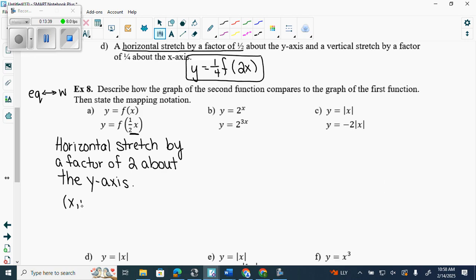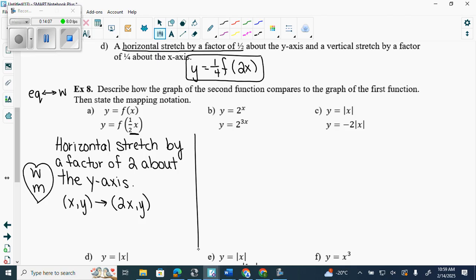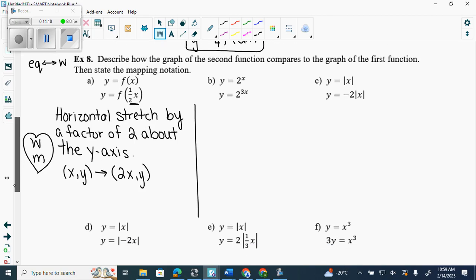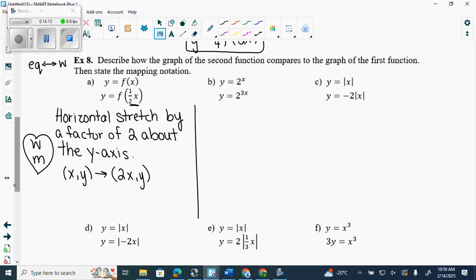So we have x, y becomes what? Words and mapping in a heart. Samesies, right? What do I use in words? The number 2. What am I going to use in mapping? The number 2. Okay? So I'm going to get 2x, comma y. So this one, the 2 and the 2 are the same.